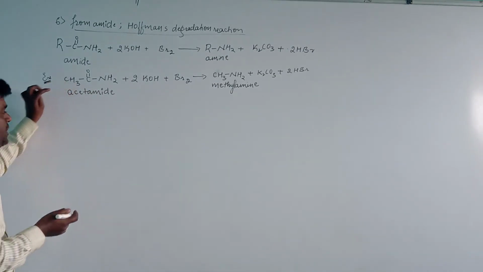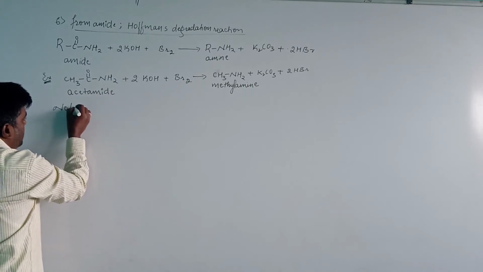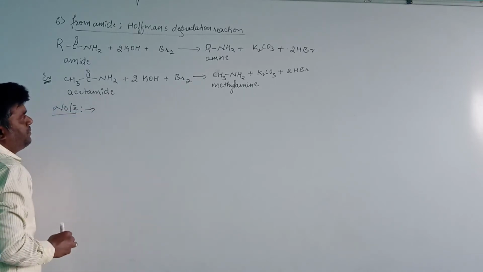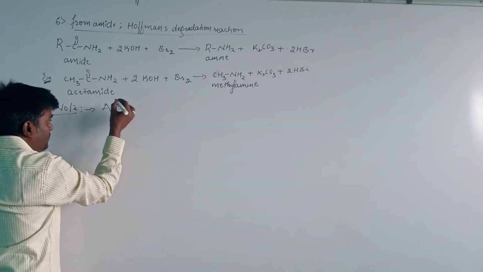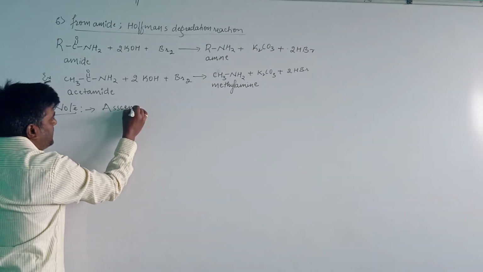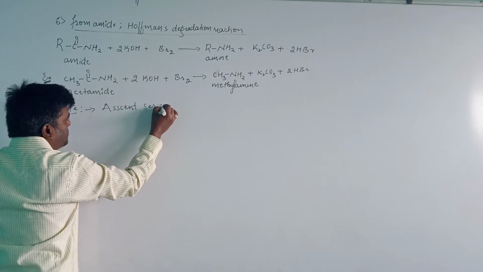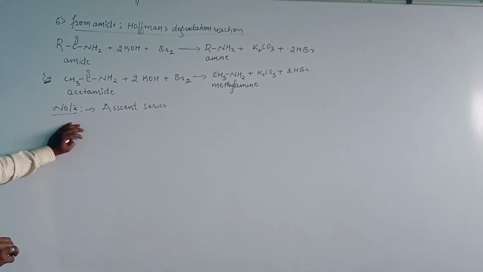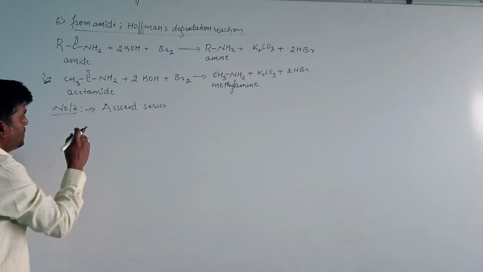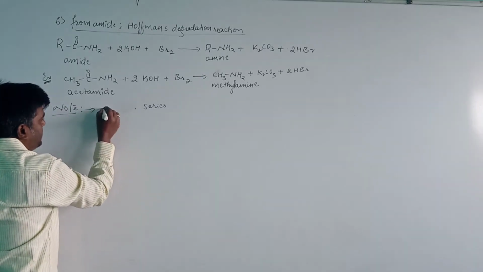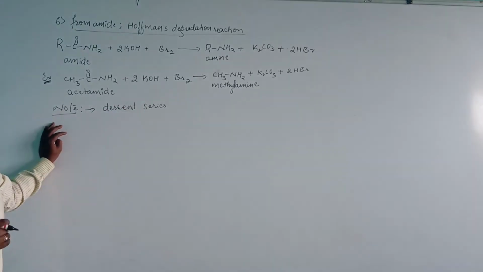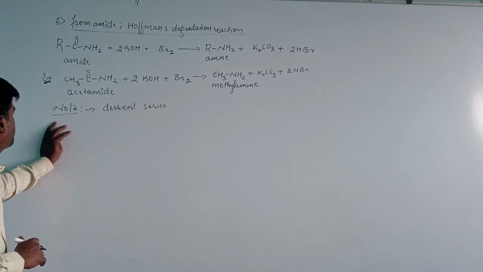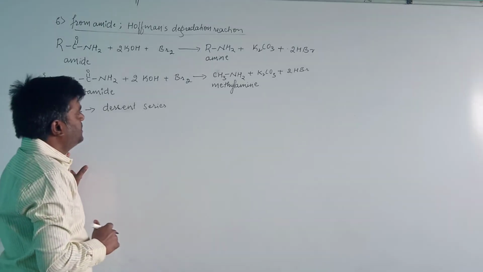Let us note here. It contains one less carbon atom compared to the amide that is present on the reactant side. Therefore, this reaction is also known as a descent series reaction. Ascent means increase, and descent means decrease. A decrease of carbon atoms takes place in the reaction, therefore it is known as a descent series reaction. If there is an increase in the number of carbon atoms, then it is known as an ascent series reaction. Okay, this is about the methods of preparation of an amine.